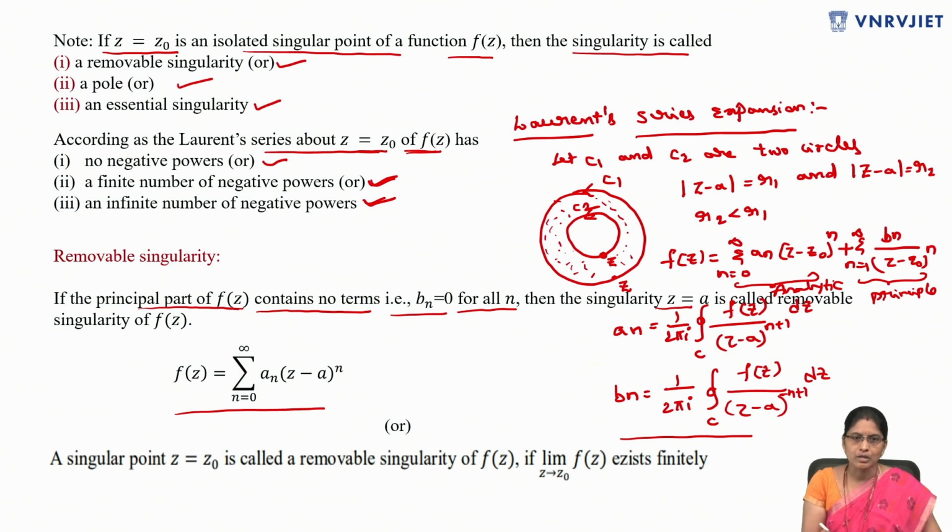Or we can use another definition for removable singularity. A singular point z = z0 is called a removable singularity of the function f(z) if the limit as z tends to z0 of f(z) exists finitely. So this is also a definition that we use for removable singularity, or the principal part of f(z) contains no terms, that is bn = 0 for all values of n.